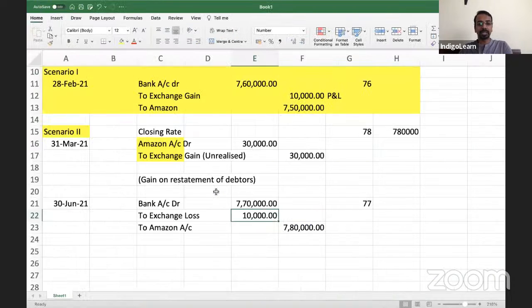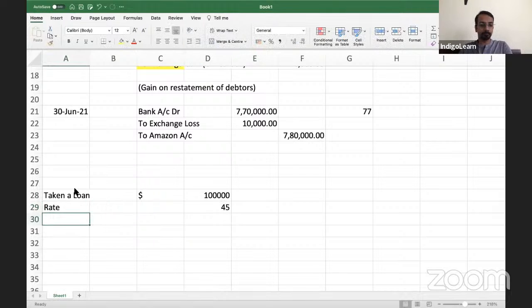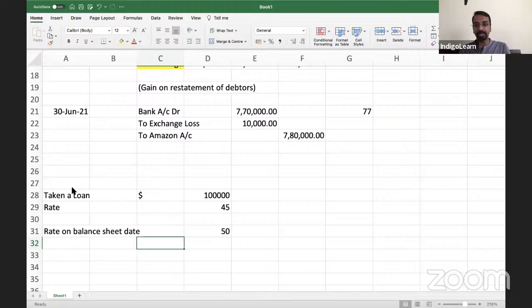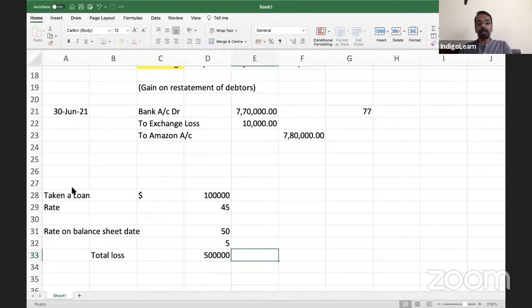So what does that mean? Say for example, a company has taken a loan of $100,000. The rate when the loan was taken was, let us say, 45, and the rate on the balance sheet date is, let us say, 50. So what happens? When you took the loan, you booked it at 45. Now the rate is 50. There is a 5 rupee loss, 50 minus 45. So the total loss is $1 lakh multiplied by 5, which is 5 lakhs in INR terms. This is the loss. The general rule is what? Debit to P&L.